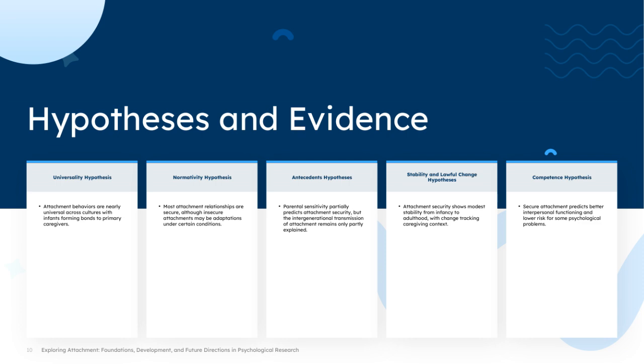Finally, the competence hypothesis connects secure attachment to better social functioning and a lower risk for certain psychological problems. Together, these points provide a comprehensive picture of the current understanding and ongoing questions in attachment research.